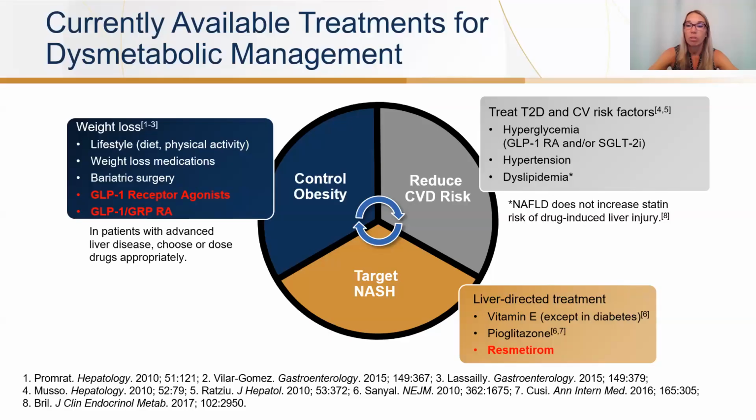Let's make sure that these patients have good control of these conditions. So when I'm talking to my patients about management, we talk about diet and lifestyle, but we also say we really want to make sure these other comorbidities of the metabolic syndrome are well controlled. So making sure we're working with primary care, endocrinology, cardiologists, making sure these patients have good control. And there's an asterisk here pointing out that MASLD and MASH do not increase statin risk of drug-induced liver injury.